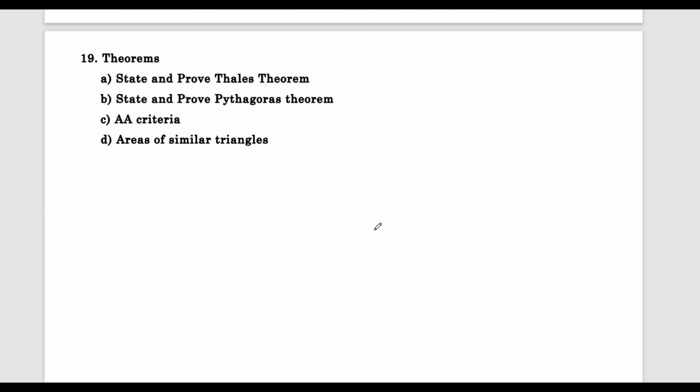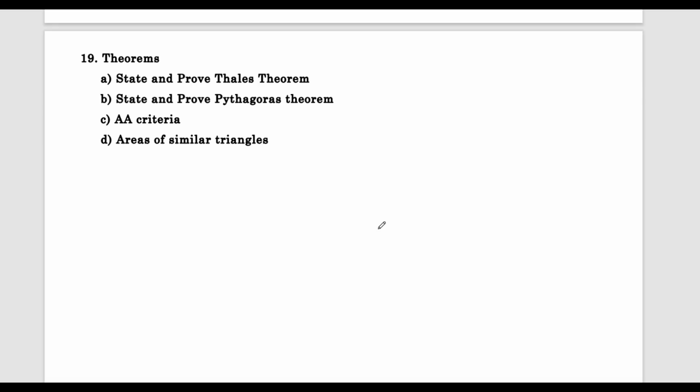Important theorems for 5 marks. Definitely a theorem will be asked for 5 marks. State and prove Thales theorem, state and prove Pythagoras theorem, and also AA criteria and areas of similar triangles. If you practice these 4 theorems, definitely one will be asked in your exam. First practice Pythagoras theorem, then Thales theorem, then the other 2 theorems.